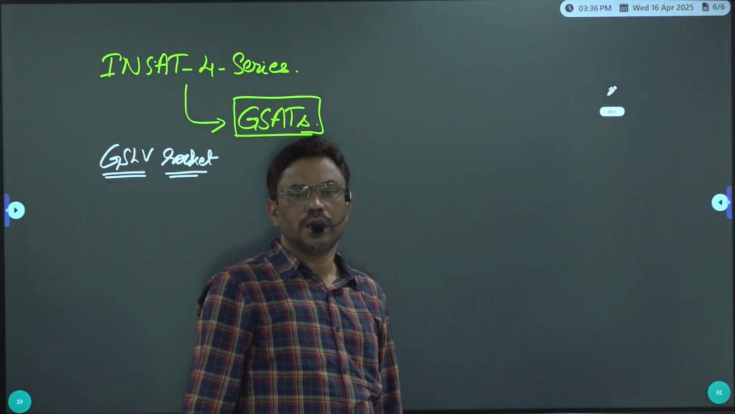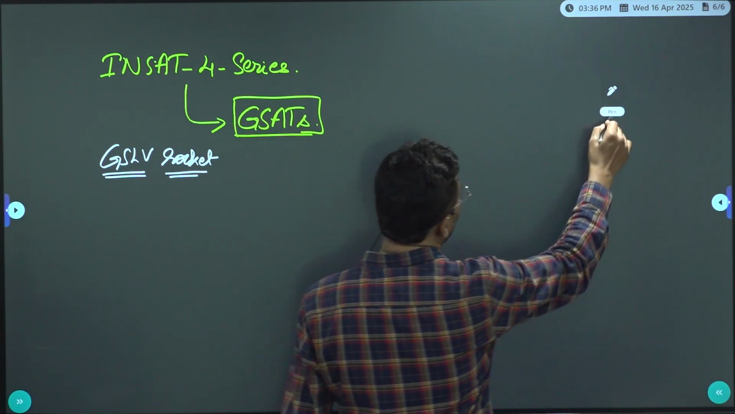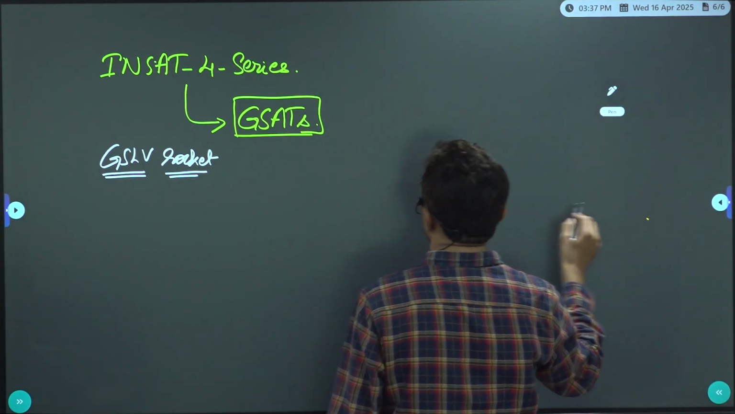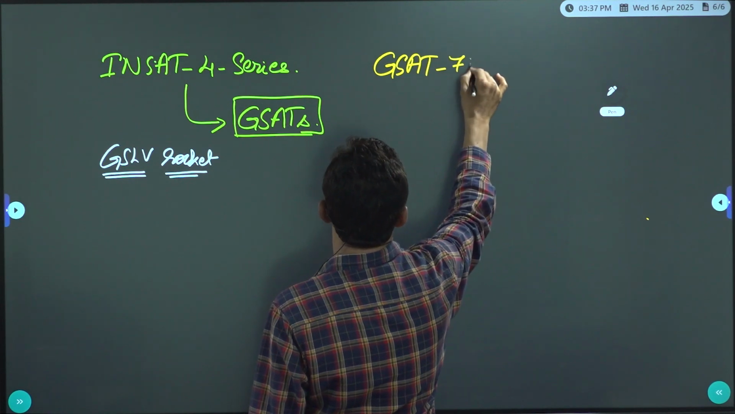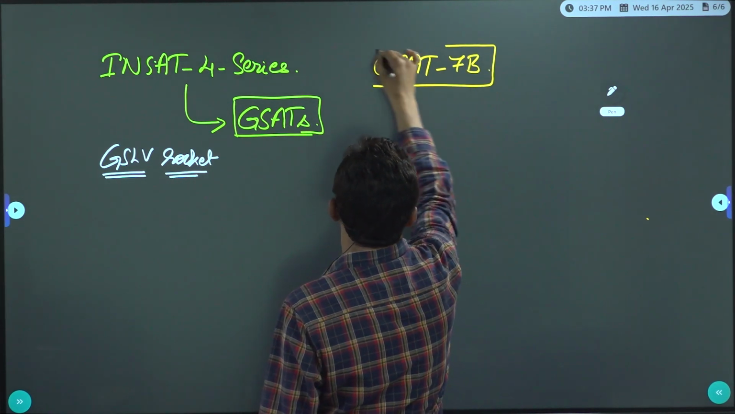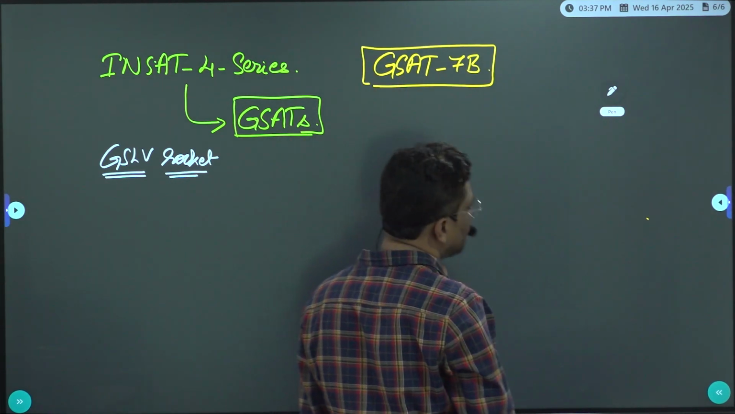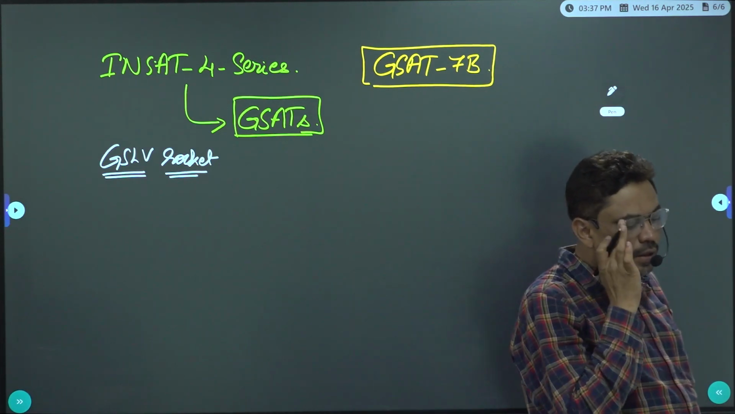Next, you remember the recent one, that is GSAT 7B. You remember this one? GSAT 7B. Not yet launched.